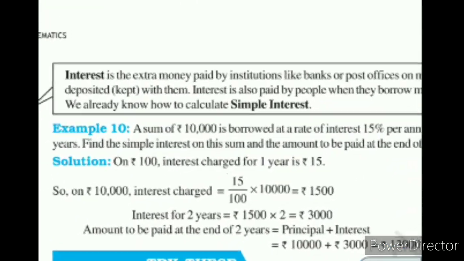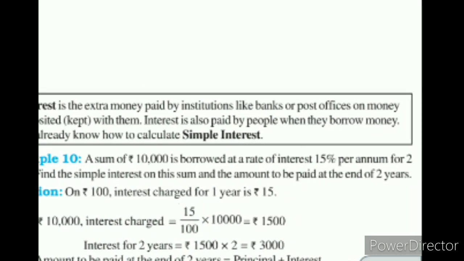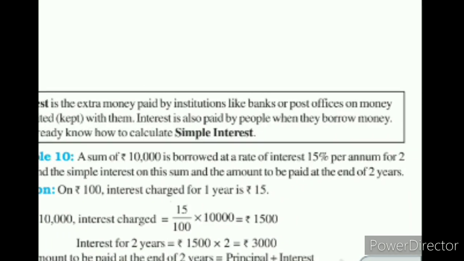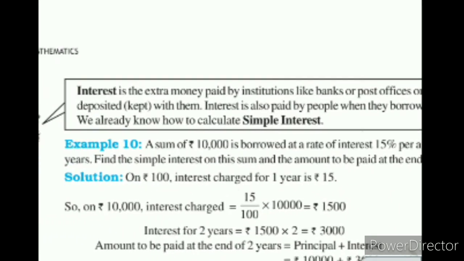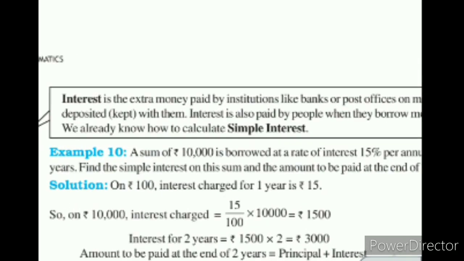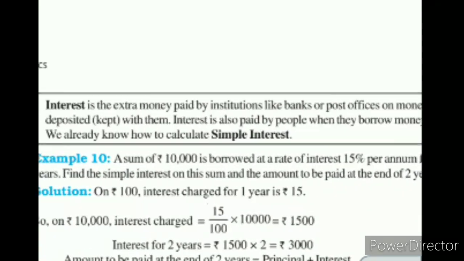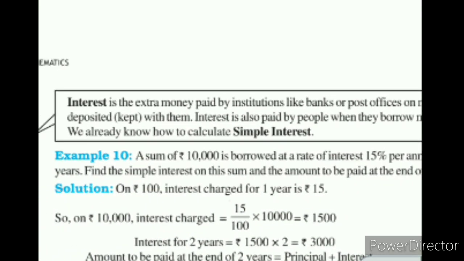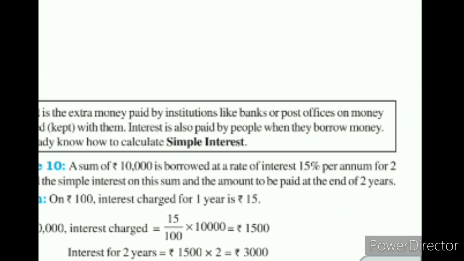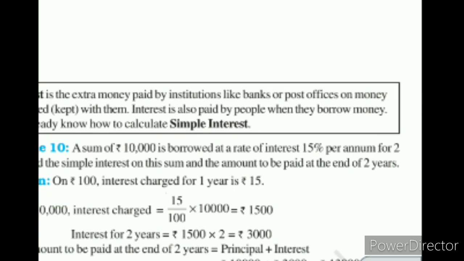Interest is the extra money paid by institutions like banks or post offices on money deposited with them. Interest is also paid by people when they borrow money. We already know how to calculate simple interest. We know the formula, that is P into T into R by 100, that is principal into time period into rate of interest by 100.